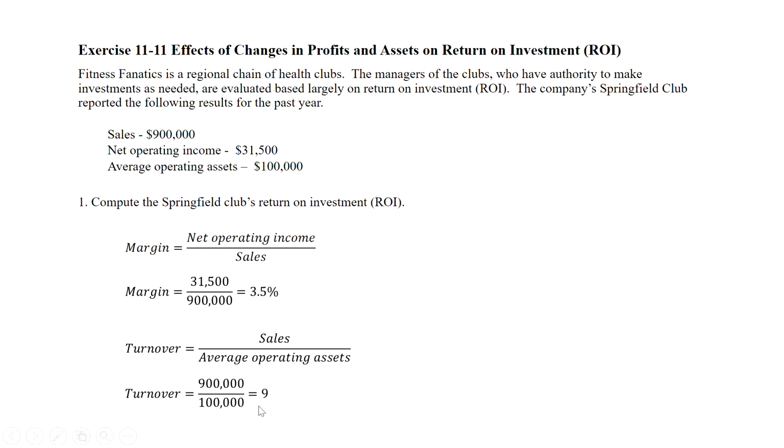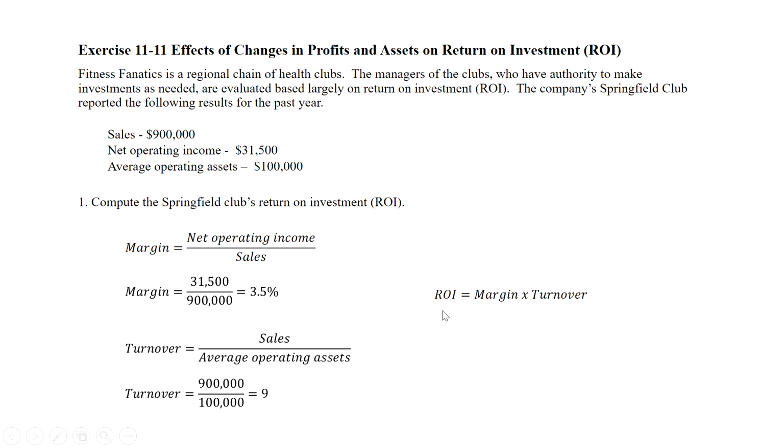So what we can say here is on average, our operating assets, those things that help us produce and deliver products and services, delivered 9 times the amount of sales dollars, which is a good thing, at least on the surface here. So how do we put this together to eventually get to ROI?